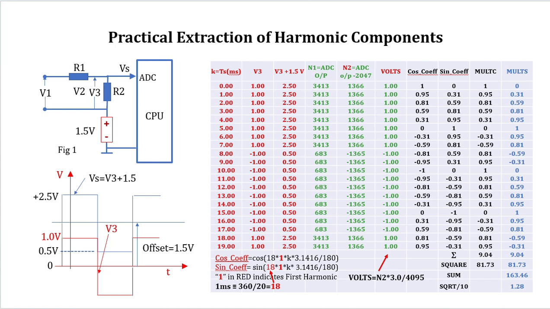Now take a look at the Excel sheet. Here we use the term K. What is K? Milliseconds. The interval between two samples is expressed in milliseconds. So 0 millisecond, 1 millisecond, 2 milliseconds, and so on, going up to 19 milliseconds. And in this case, V3 happens to be 1 here, right up to this sample. So it is 1 up to this sample. So 8 samples are 1. Then 8 samples are minus 1.